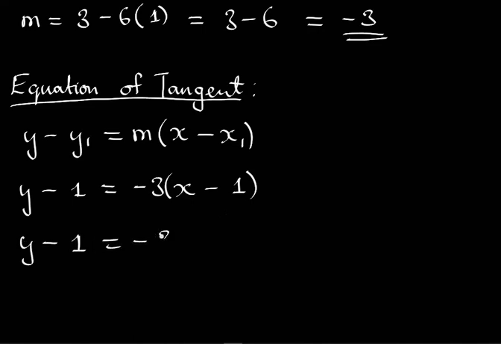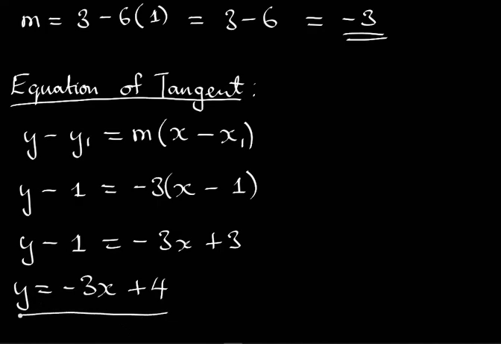If we simplify this, we have minus 3 x minus, multiplied by minus there, we have a positive. We simplify this further, we have y is equal to negative 3x plus 4. So this here is the equation of our tangent.